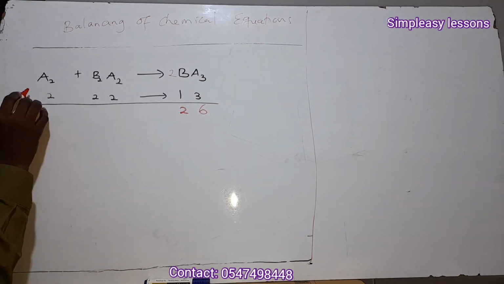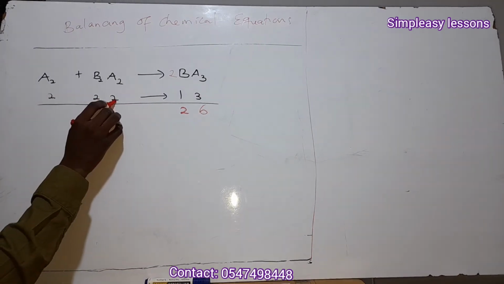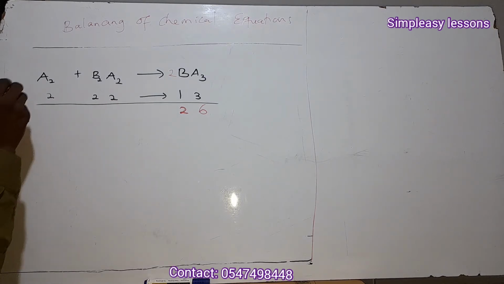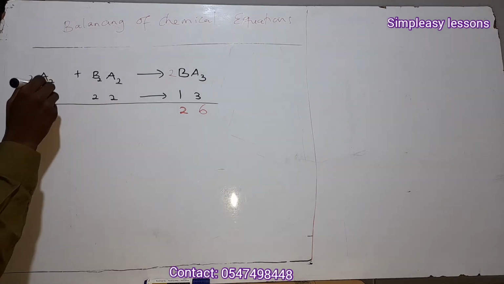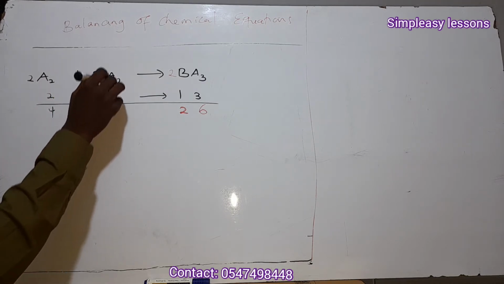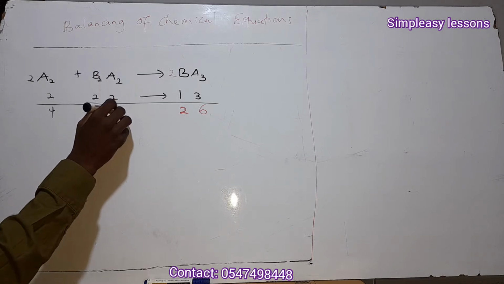Now how many of the A's do we have? We have 2 and 2 here, making 4. How do I make it 6? If I put 2 here, so 2 times 2 gives you 4 here. Then how many of the B's do we have here? We have 2 of the B's. How many of the A's do you have? We have 2 of the A's.